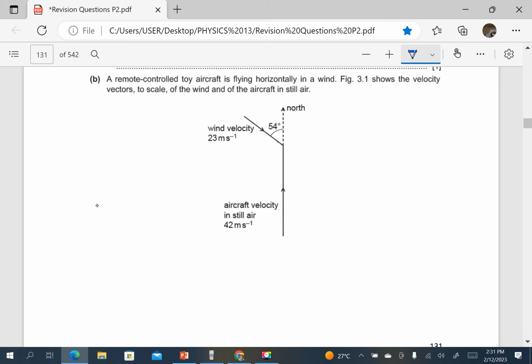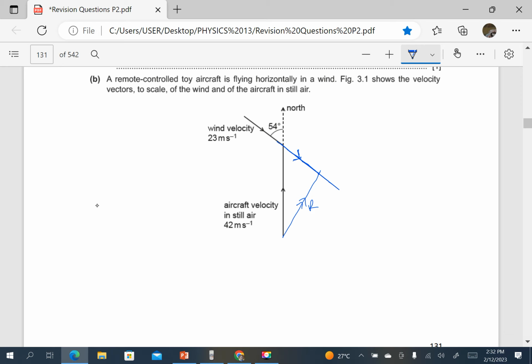I may not be very accurate because I'm drawing on a computer. So I'll measure off 2.2 on this line. Around there, I'll draw the resultant vector. The resultant will be here. And this is the velocity of the wind, which is 23. Now the vectors have been joined head to tail.